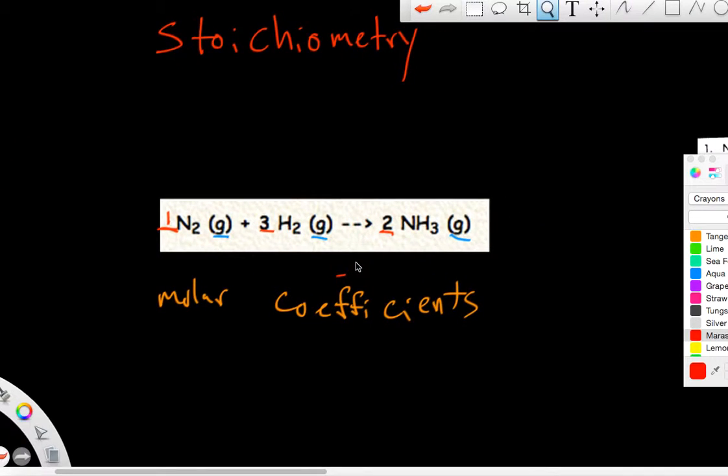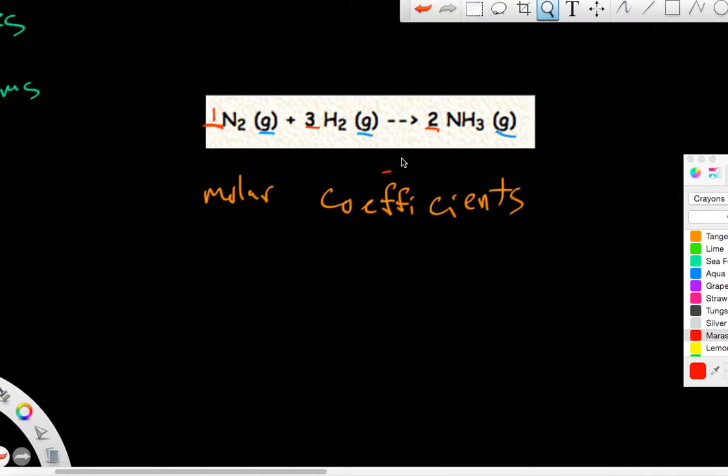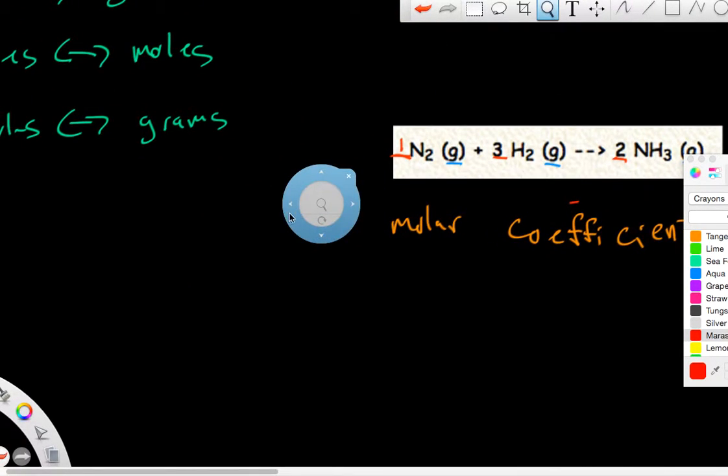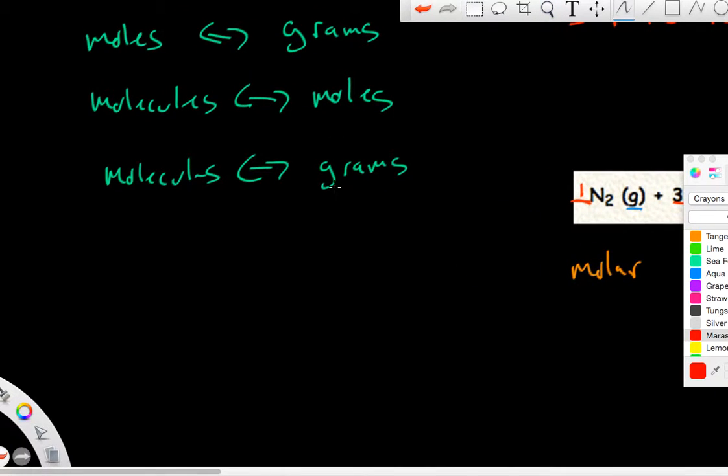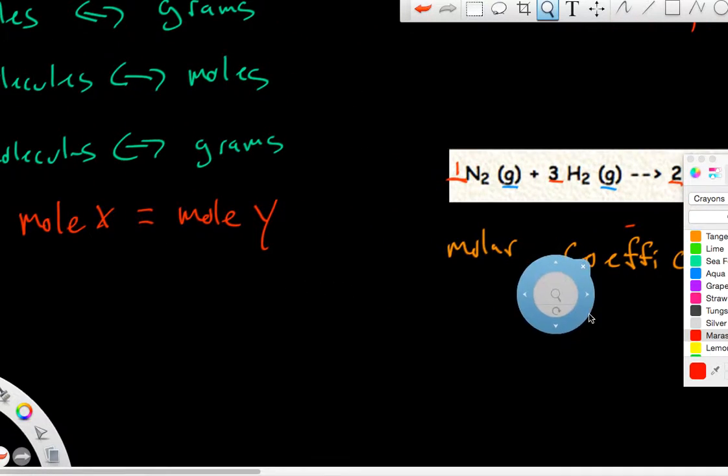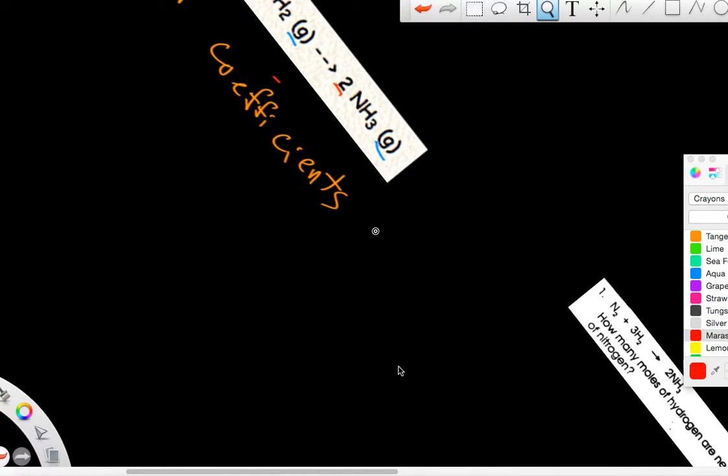Okay, before we move on, just as we created conversion factors for all 3 of these conversions up here, we're going to be using those molar coefficients to make a conversion factor. And that's going to be a mole of one substance, I'll say a mole of X, is equal to a mole of another substance. So mole X equals mole Y. And we'll see how that comes into the picture in this question.